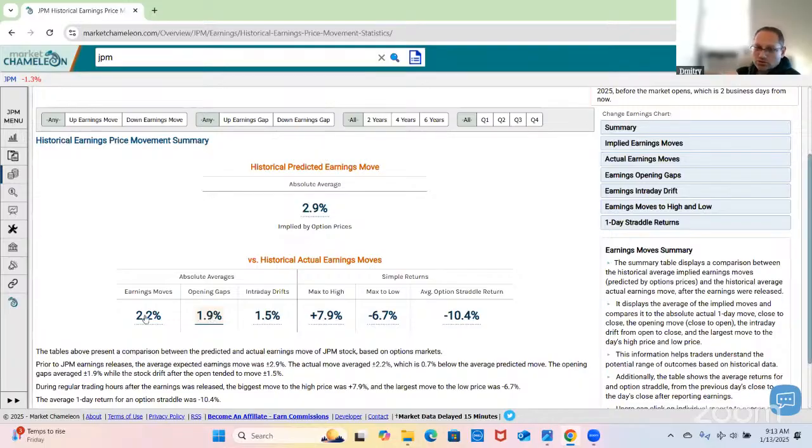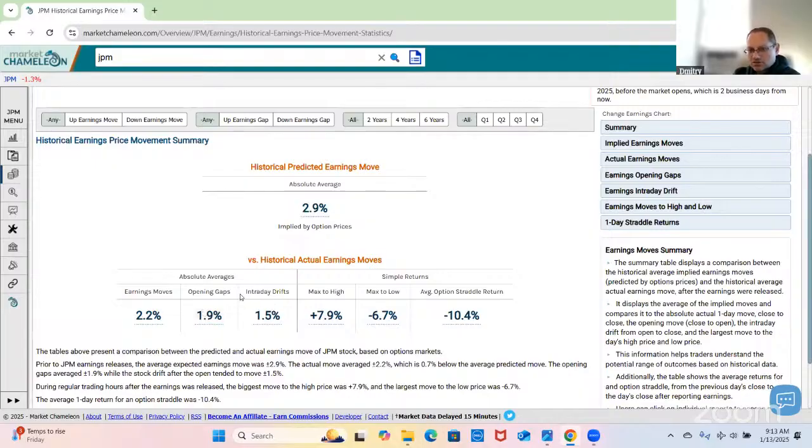If these were reversed, let's say this was 1.9 and this was 1, then it would indicate that there was a large gap, and then the gap would have closed in by the end of the day. This tells us the reverse.